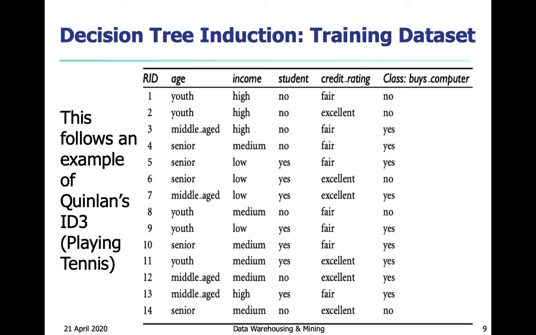Fine. So it's a flowchart-like tree structure where each internal node denotes a test on an attribute. Each branch represents an outcome of the test, and each leaf node or terminal node holds a class label. And the topmost node is the root node.